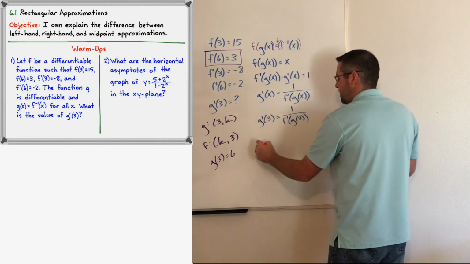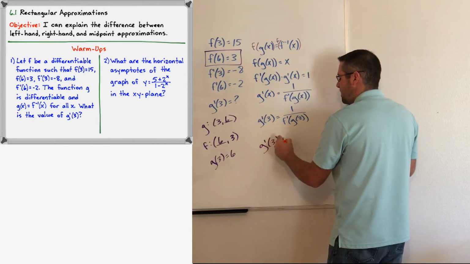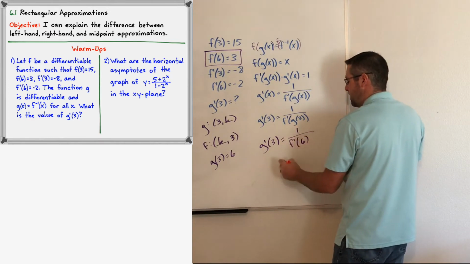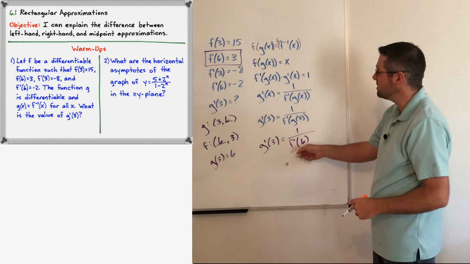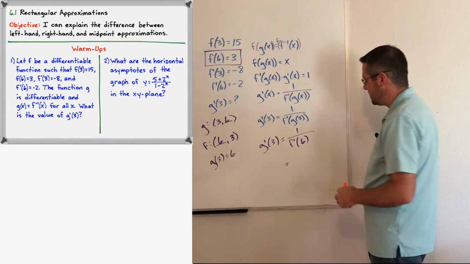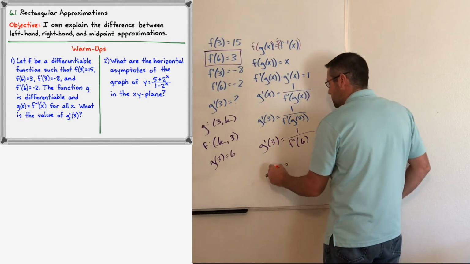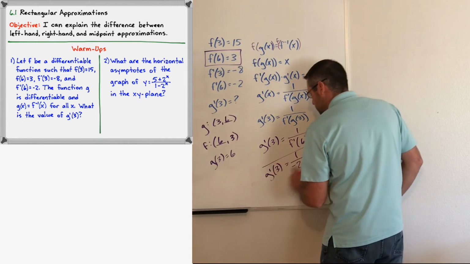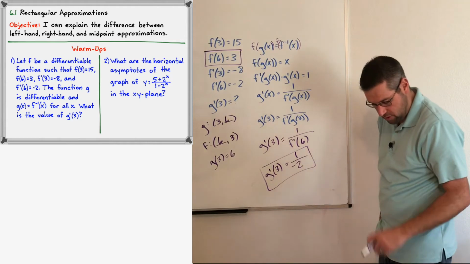So I can just plug that in here. So I've got g prime of 3 is equal to 1 over f prime of g of 3, which is 6. And now I need to figure out what f prime of 6 is. Well, it gave us that f prime of 6 is negative 2. So we can just substitute that in now. g prime of 3 is 1 over negative 2. And that is our answer for number 1.